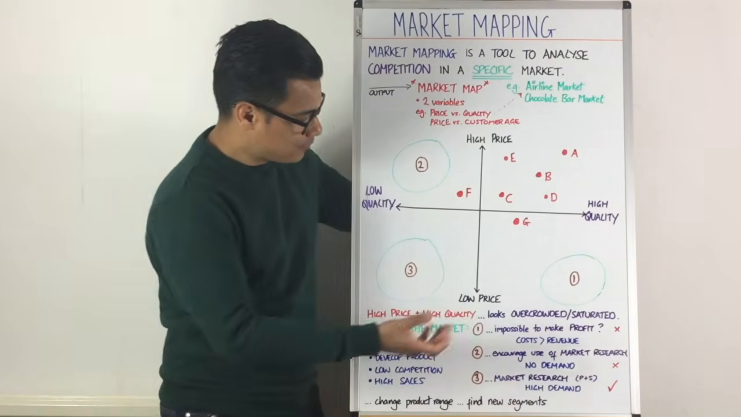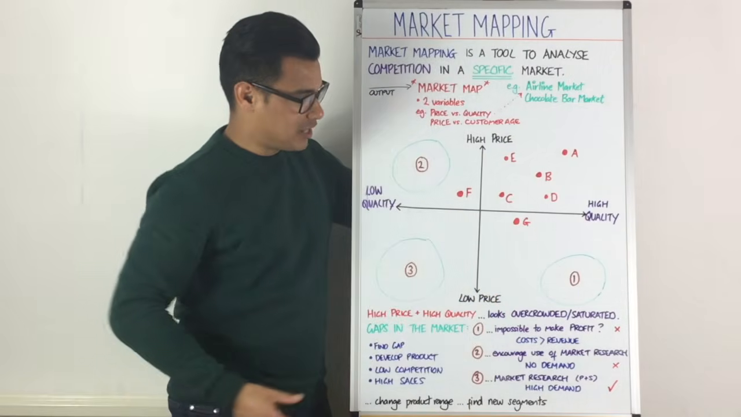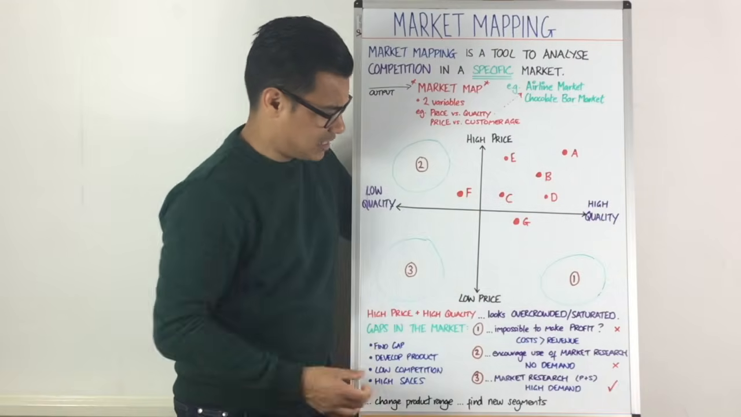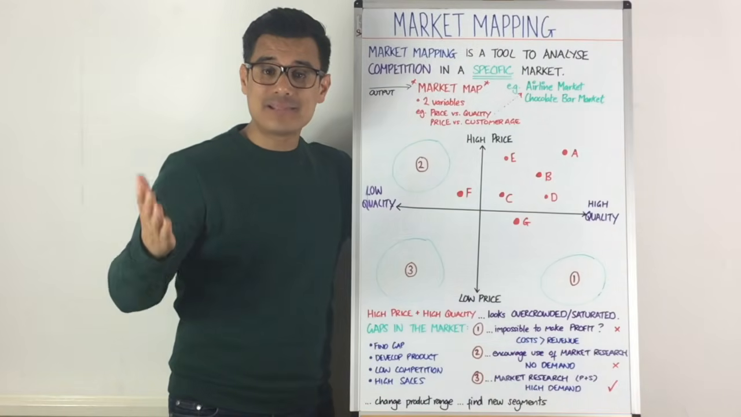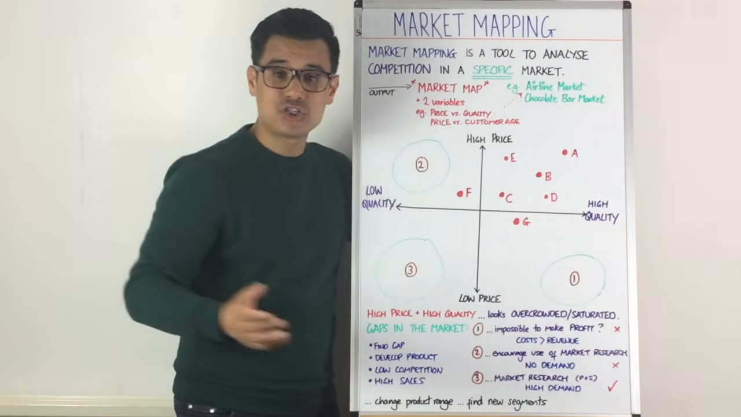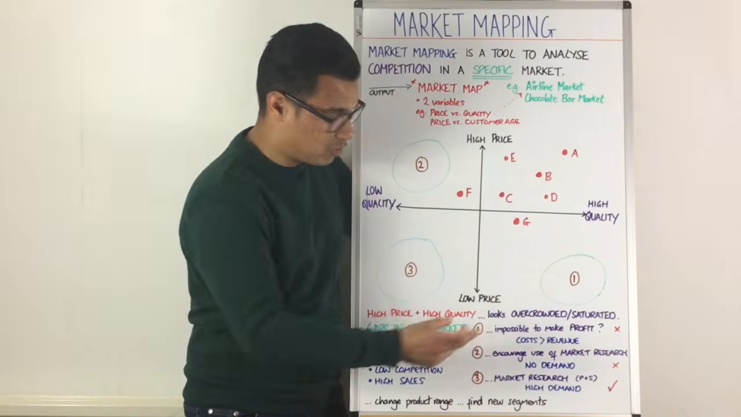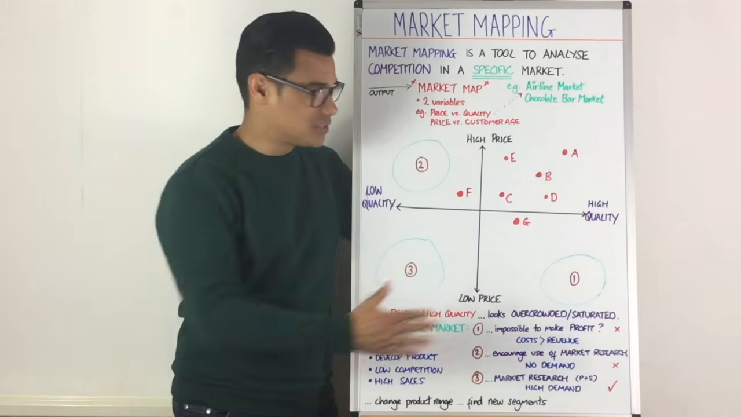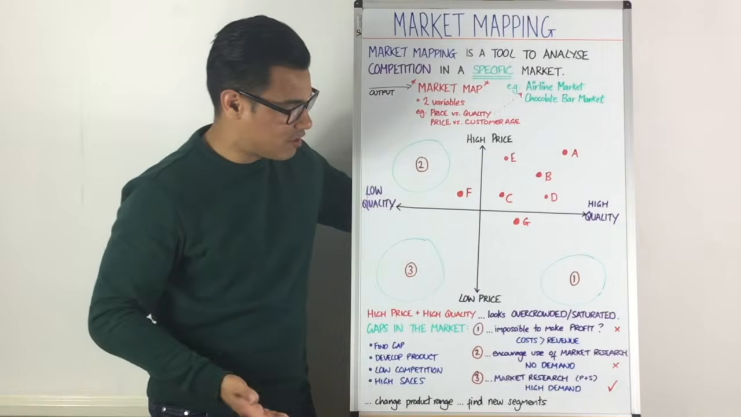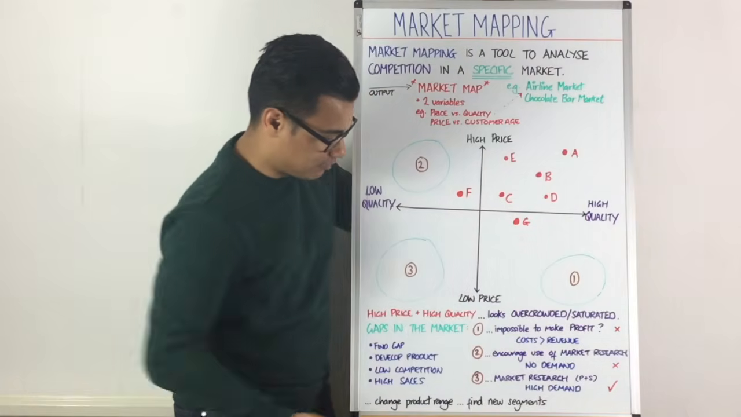So number 1, high quality, low price. Well, that seems like a customer's dream to have high quality at a low price, but maybe it doesn't make financial sense if you're the business, because high quality suggests high costs and low price might mean low revenue. So maybe this is not an area that you can enter because your costs might outweigh your revenue. It might be impossible to make a profit.